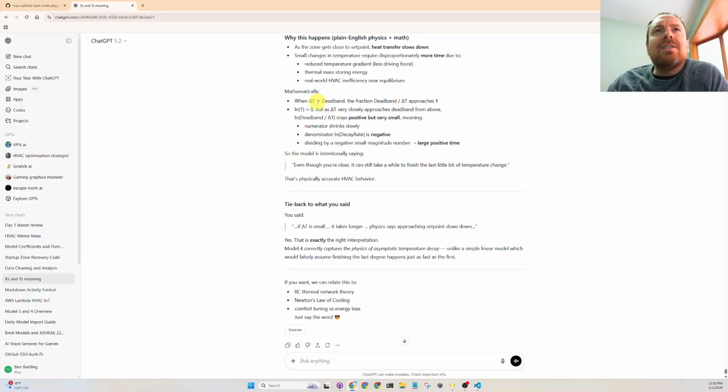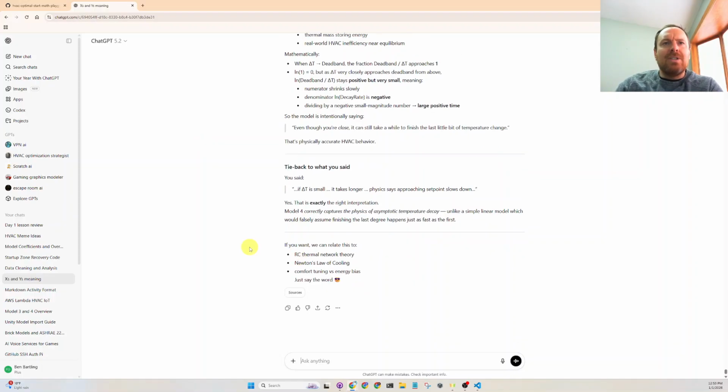Mathematically, when delta T is close to deadband, the fraction of deadband divided by delta T approaches 1, and the log of 1 equals 0. But as delta T closely approaches deadband from above, the log of deadband divided by delta T stays positive, meaning the numerator shrinks slowly. The denominator, the log of decay rate, is negative. Dividing by a negative small magnitude number equals a large positive time. So the model is intentionally saying that even though you're close, it can still take a while to finish the last little bit of temperature change.